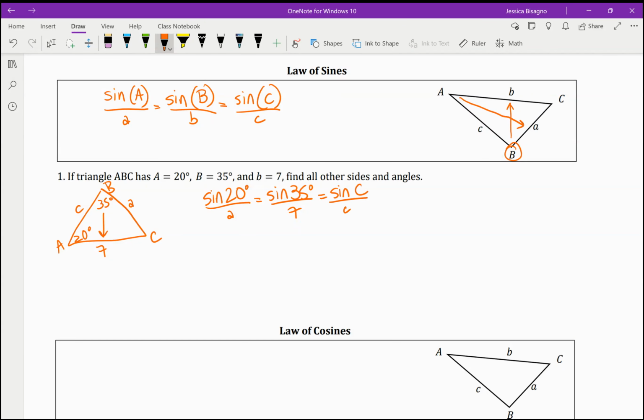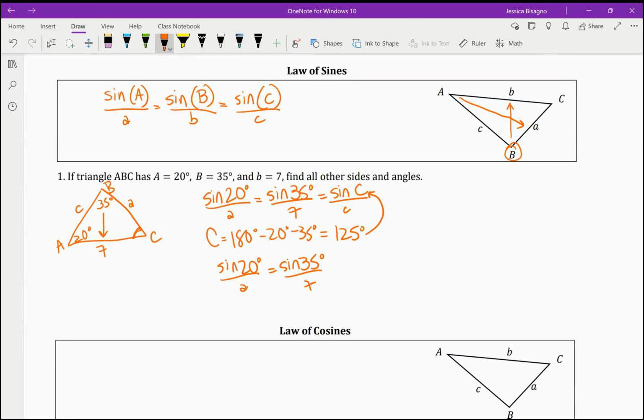So you can actually solve for one of these three things without having to use law of sines, and that's angle measure C, because angles in a triangle add up to be 180. So I could do this. C is equal to 180 minus 20 minus 35, and that is equal to 180 minus 55, which is 125 degrees. So now I have sine of 20 over A is equal to sine of 35 over 7.